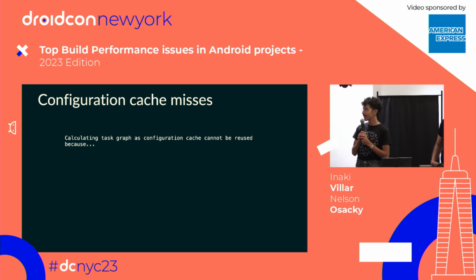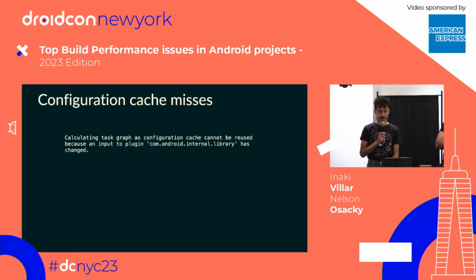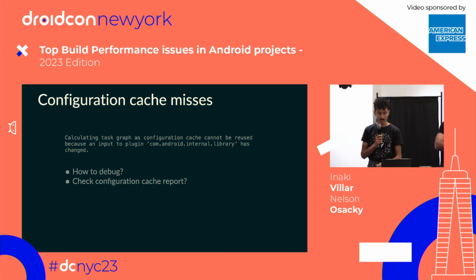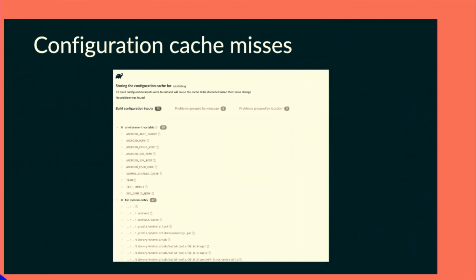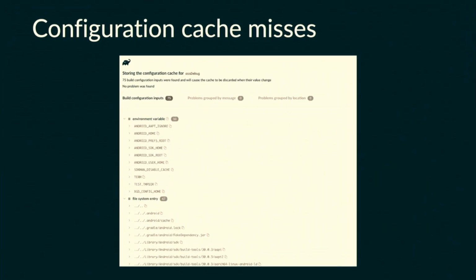So how many of you have seen this line in your build output? "Calculating task graph as configuration cache cannot be reused because," and then there's a reason. So recently, this was happening because com.android.internal.library has changed. So how do you debug this? Well, we don't have a task input comparison for configuration cache yet. So you check the configuration cache report, and it's all green. Everything's great. There's no issues, right? And that makes sense because there actually was no issue storing to the configuration cache. It's just a cache miss.